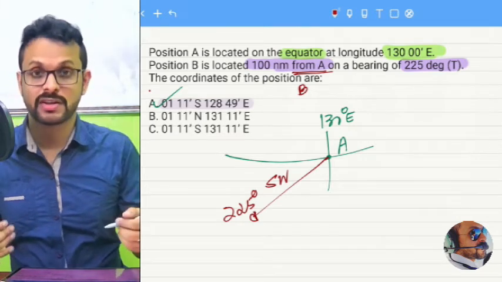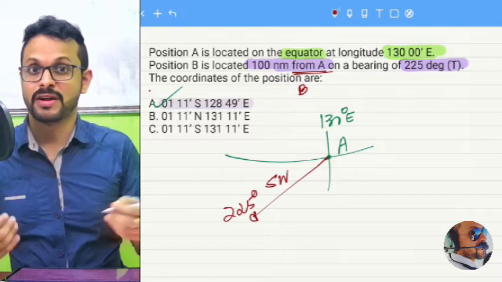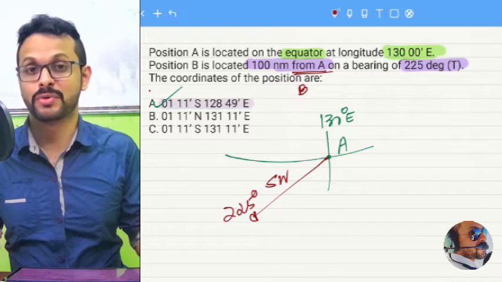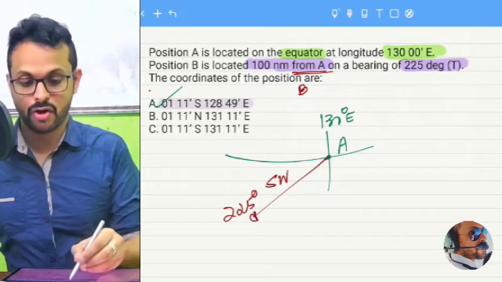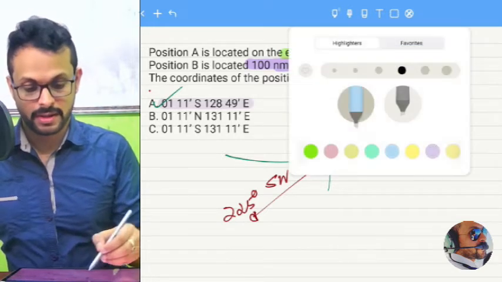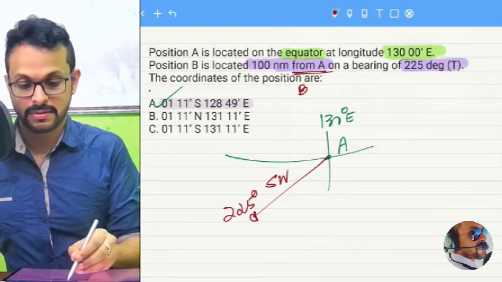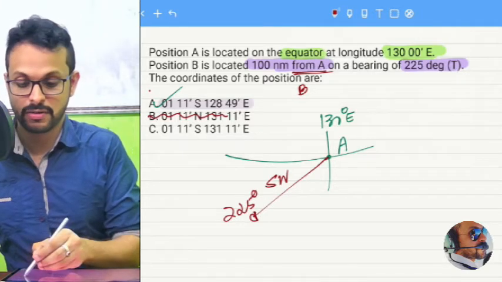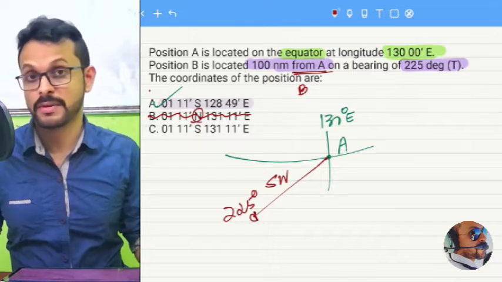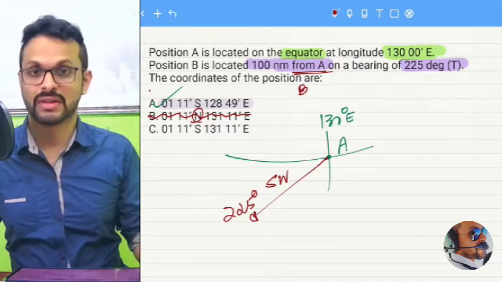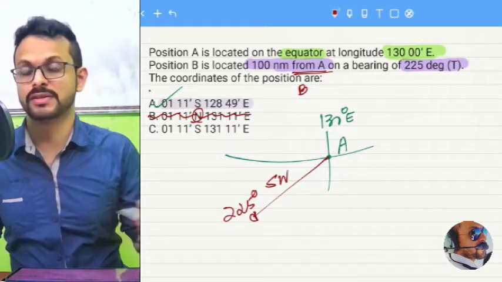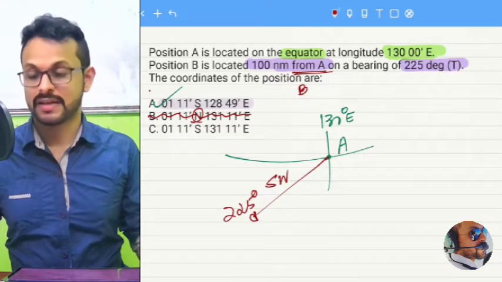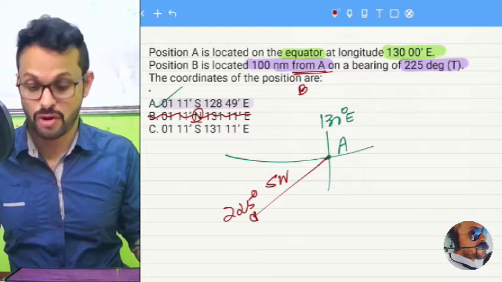Since we are moving in a southwest direction, what you can understand is that the latitude is going to increase in a southerly direction. Therefore, you can definitely say that option Bravo cannot be the answer. That completely rules out option Bravo, because option B says that your point B is going to be on a northerly latitude, which is definitely wrong, because you're traveling from the equator in a southwest direction, right? That leaves you with option Alpha and option Charlie.